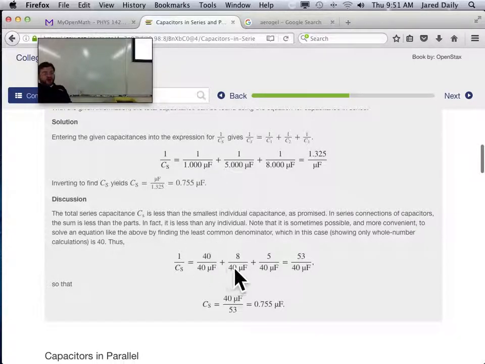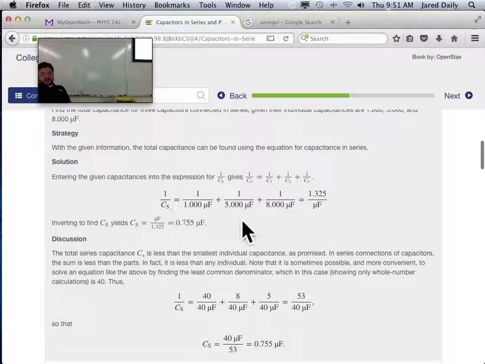Here they do the same problem, but they do it using common denominators, and you can do that. I find it easier to just plug it in my calculator, but it's up to you.